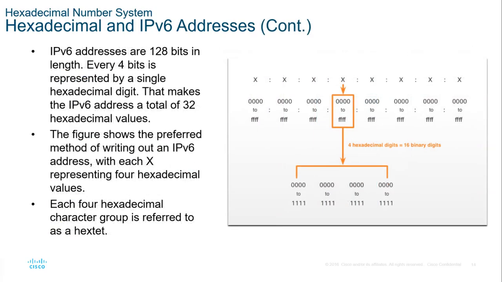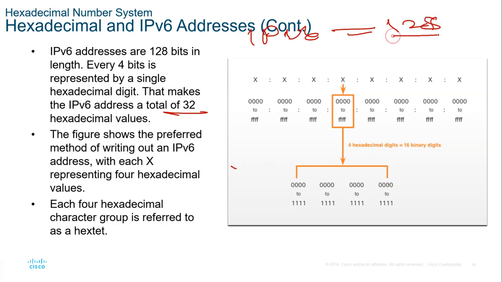So hexadecimal still works with IPv6. The binary works with the IPv4 address, the decimal works with IPv4, and then hexadecimal works with IPv6. Unlike IPv4, which is created at 32 bits, IPv6 has a total number of 128 bits.